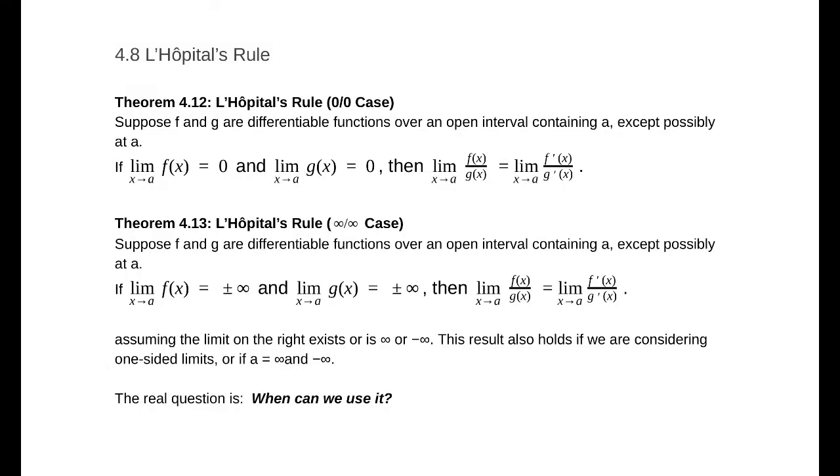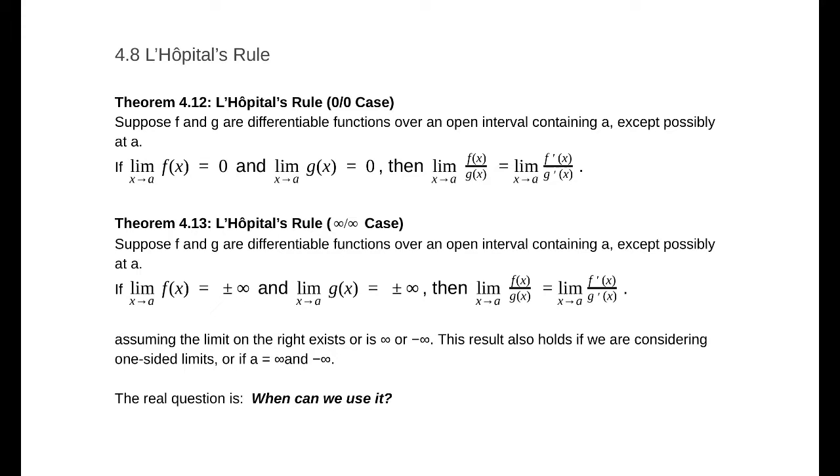Section 4.8, L'Hopital's rule. We begin with two theorems. The first is the 0 over 0 case, that is, the limit of our numerator and our denominator are both going to 0 in this quotient, in which case the limit is equivalent to taking the derivative of each of these. Now this is not applying the product or the quotient rule, this is just simply taking the derivative of each of those functions, whatever they may be.